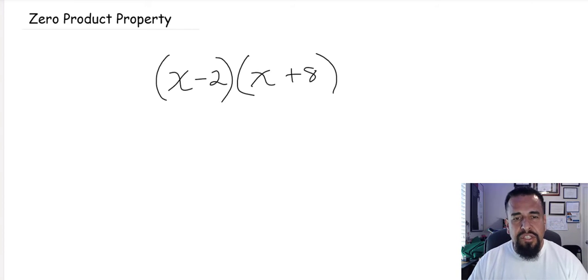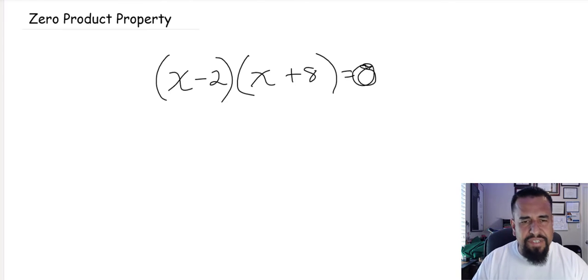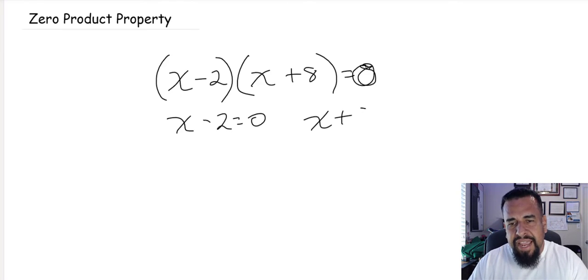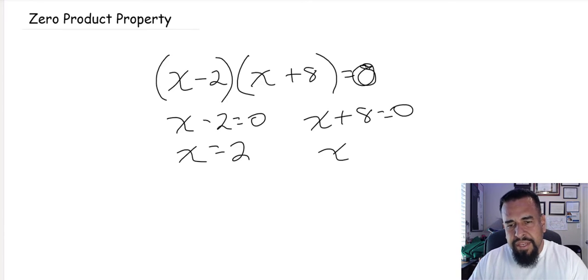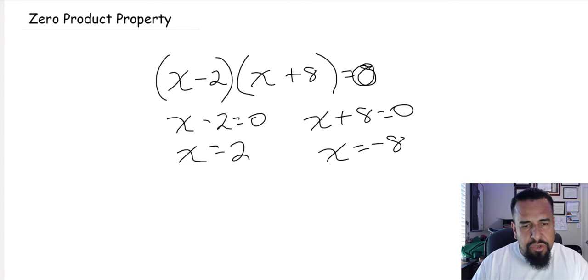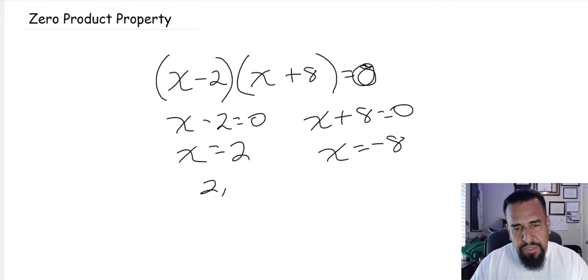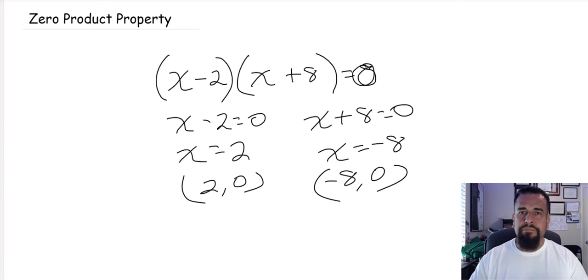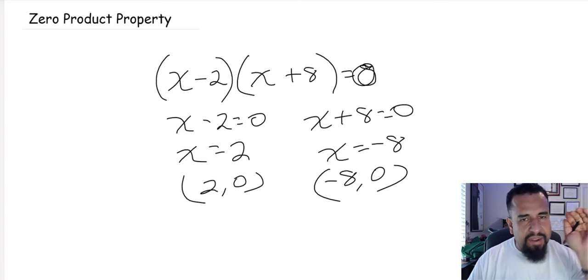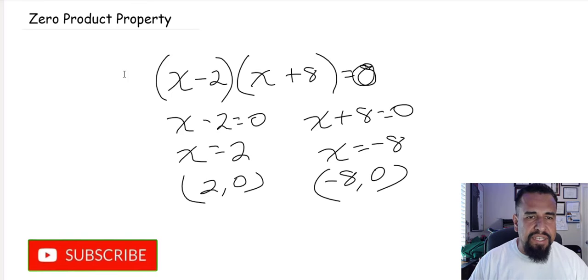I'm assuming you already did it. So I'm going to set these equal to 0. That's x minus 2 equals 0, and x plus 8 equals 0. So we have here x equals a positive 2, and here x equals a negative 8. So my intercepts are (2, 0) and (negative 8, 0). Simple enough. I found my x-intercepts. Outstanding.